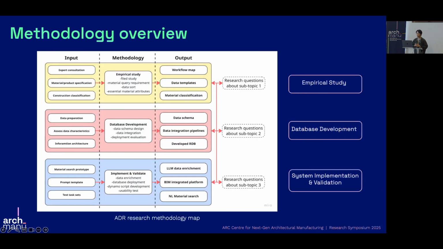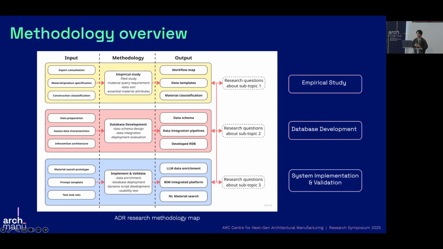Based on the research questions, an action design research methodology will be conducted in three parts. The first part is the empirical study, including a field study with practicing architects to understand their workflow and also confirm the essential material properties that are very important when they are making design decisions. The second step is the database development, such as data schema design, and also designing some associative tables to represent the many-to-many relationships in this material classification.